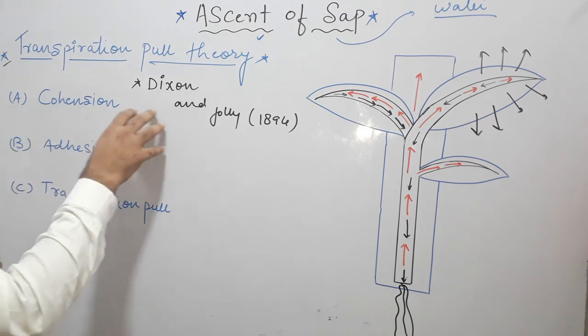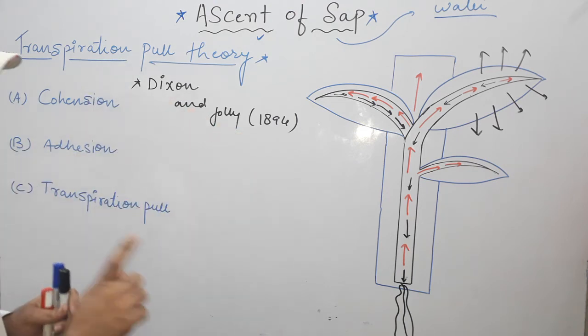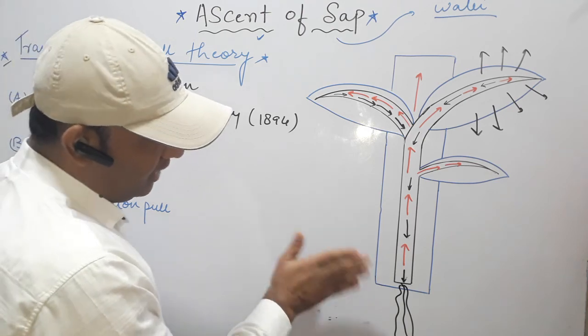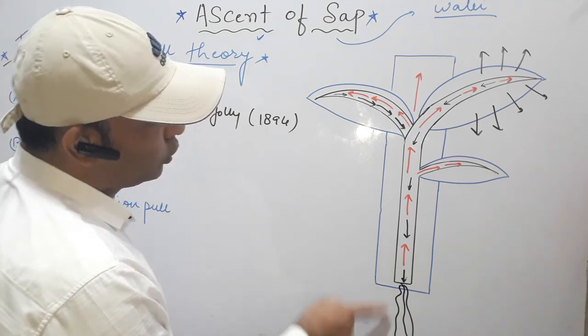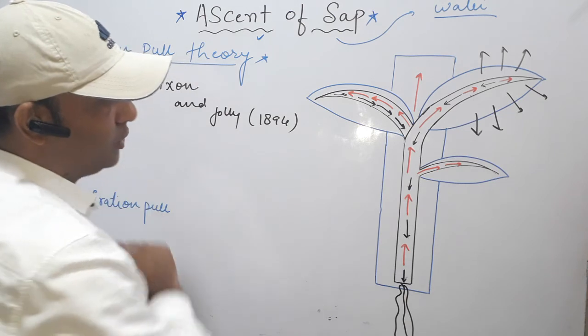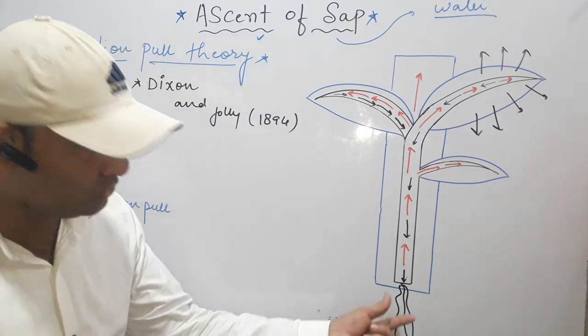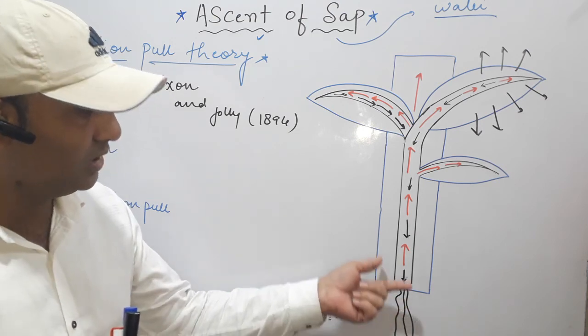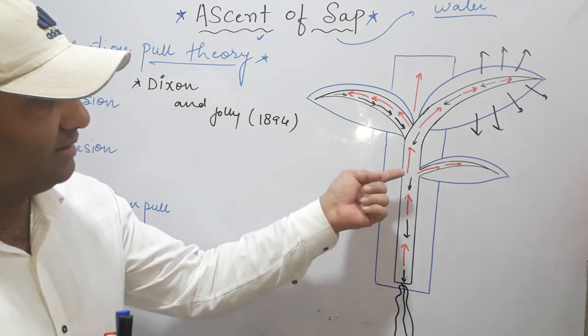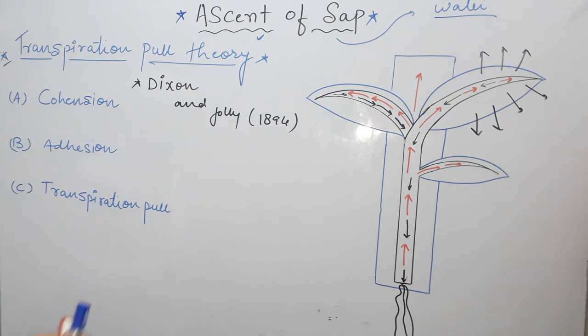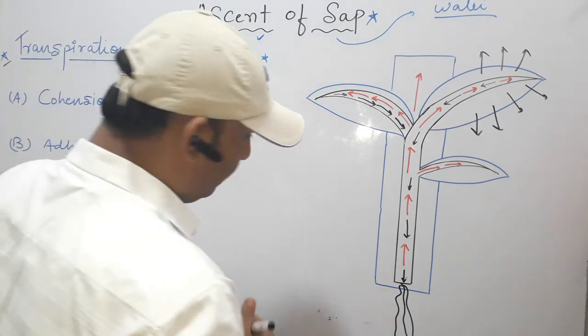So Dixon and Joly proposed this theory to explain the ascent of sap, to explain how the water is transferred from the root to the leaf and then to different parts of the plant. So first we take the transportation of water from soil to the root, after that root to the xylem, and then the xylem transports the water to the different parts of the plant. So first we take the root.